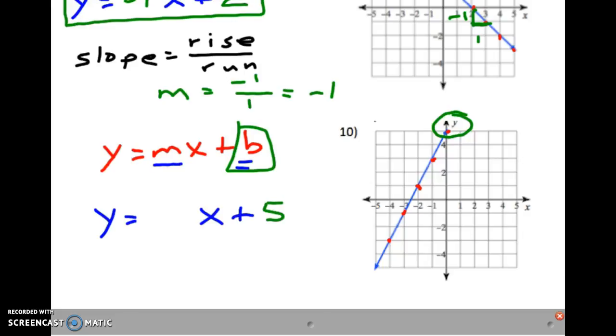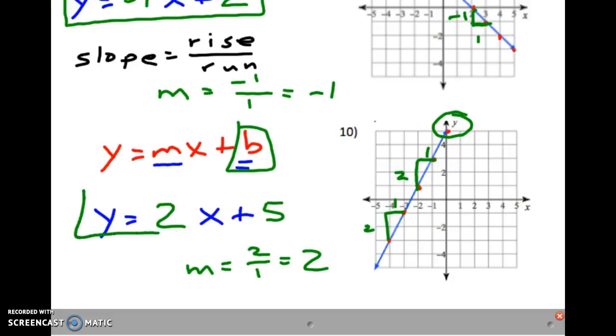As far as the slope goes, go from the one point to the next. So in this case, we're going up 2 and to the right one. Notice it doesn't matter which pair of points we work at. We're going up 2 and to the right one. So the slope is 2 over 1, or if you want to simplify that, that would be 2. So for this equation, y equals 2x plus 5 would represent the graph.